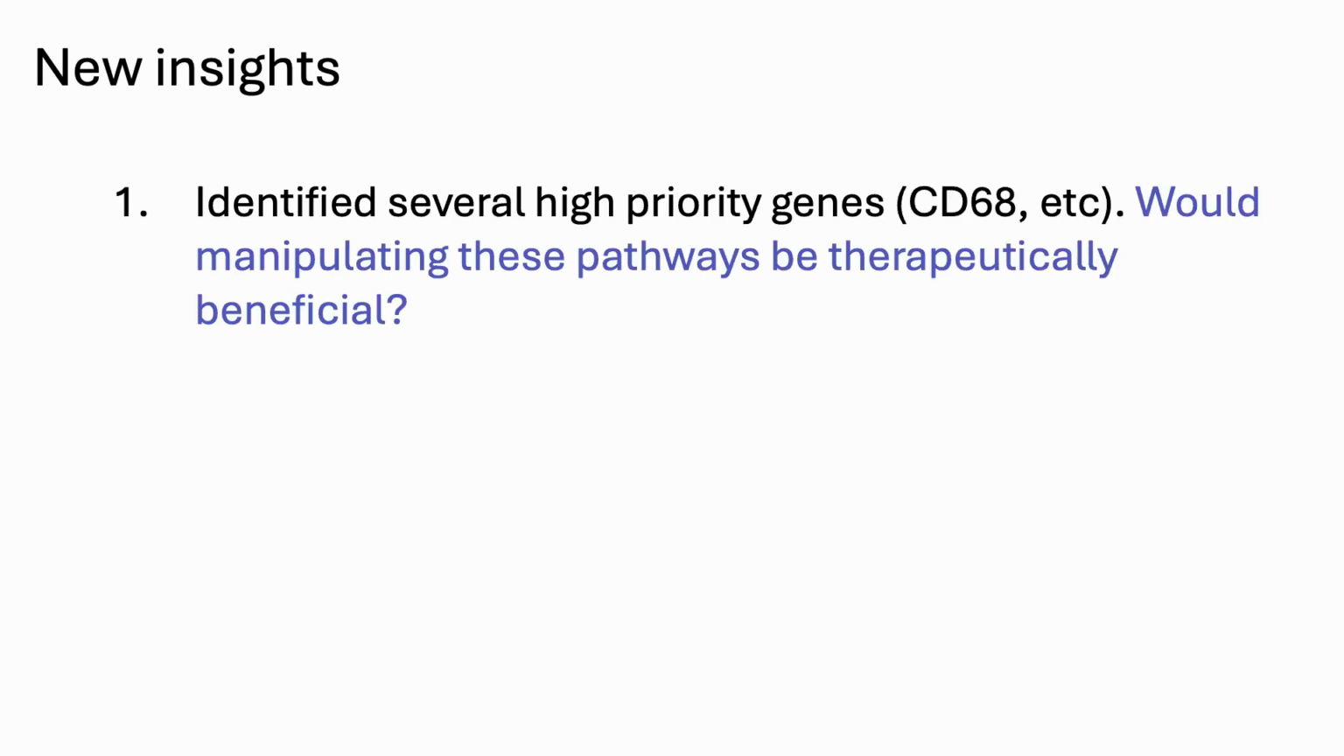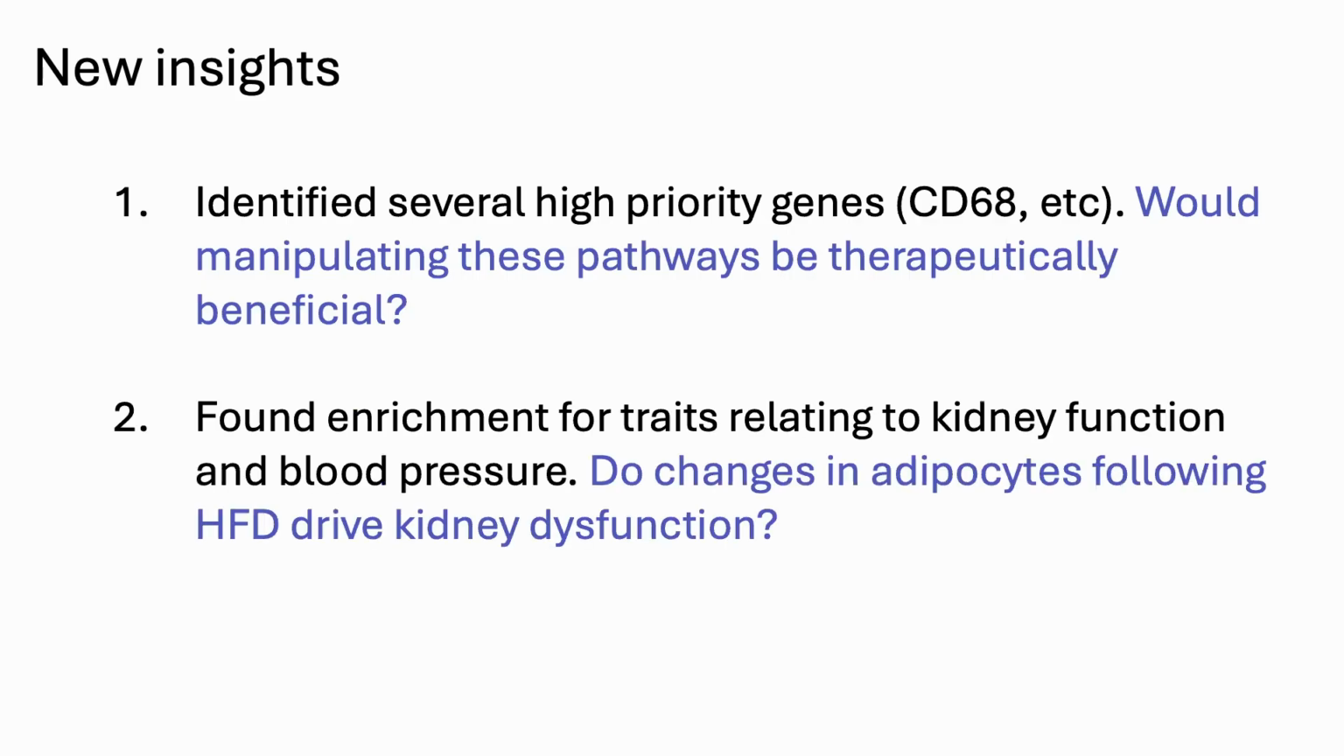Just to wrap up what we've learned: how to identify high priority genes. In our case, we found CD68 as well as a couple of others. And that's led to an interesting question: if we manipulated these therapeutically, would that be beneficial in the treatment of obesity in our case? But when you expand this to other data sets, there are many novel insights that can stem from this. And so this is a really interesting approach.